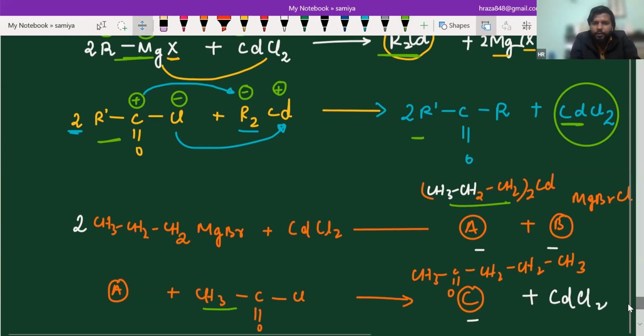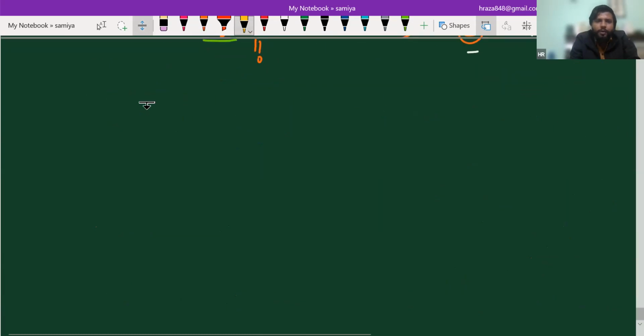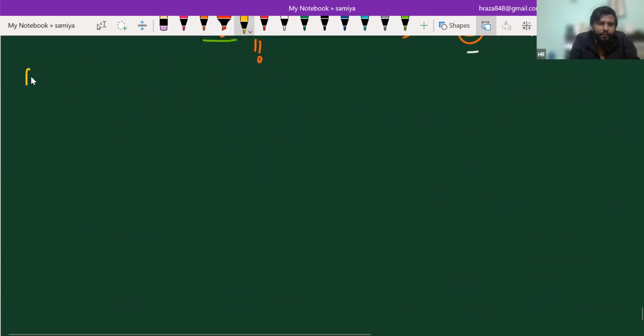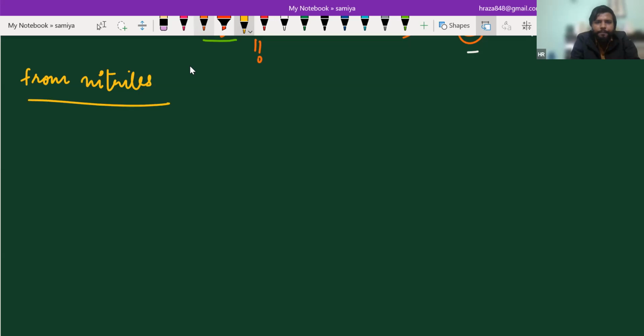So this is your first preparation. Now going for the next, which is from nitriles. From nitriles, that is cyanide.